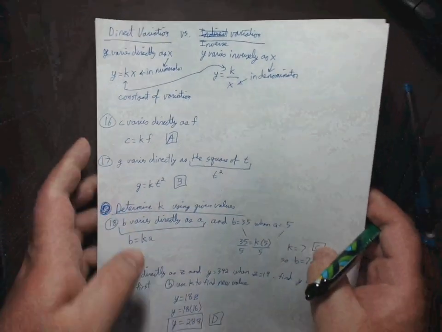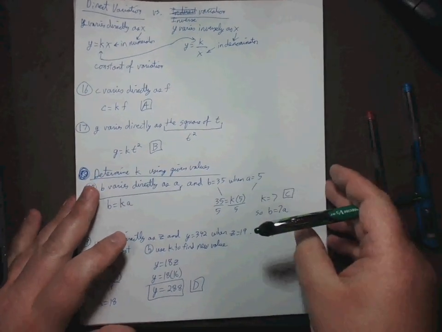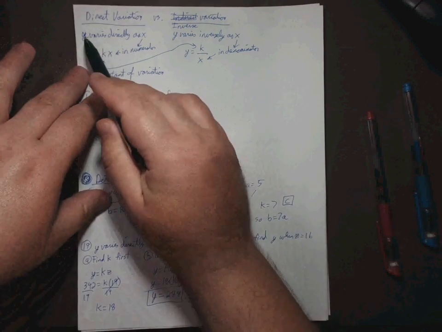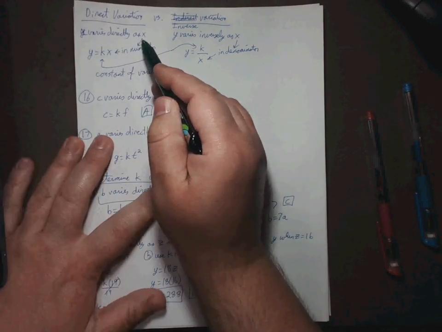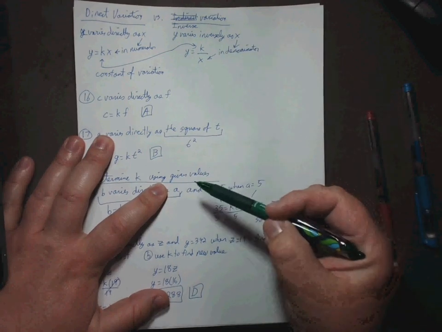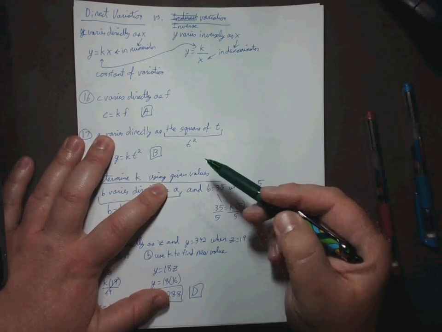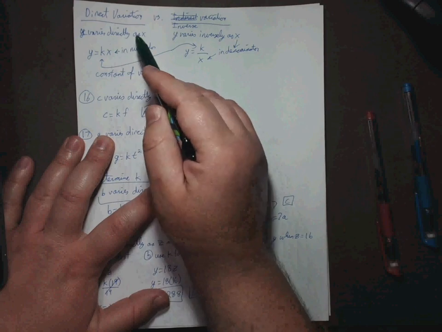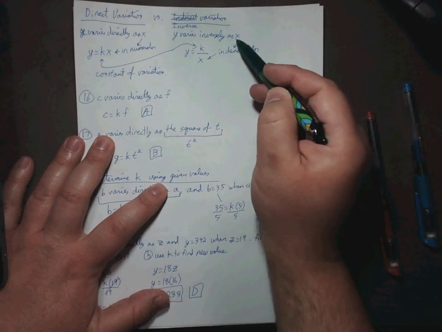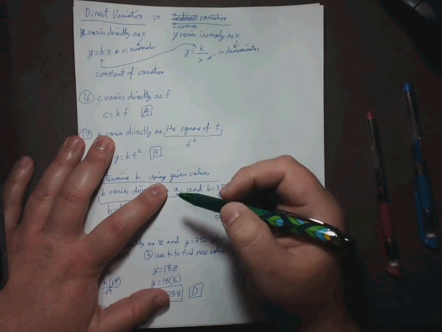That's 3.5. Now, the 3.7 section starts with variation. And the first thing I'm going to talk about here is direct versus, and I put indirect, and I apologize, inverse variation. So you either have y varies directly as x, or y varies inversely as x. Okay. All that means is if it's directly as something, that's in the numerator. If it's inversely as something, that's in the denominator.